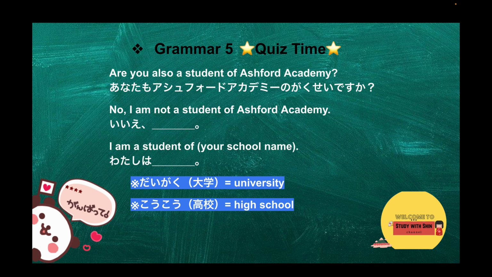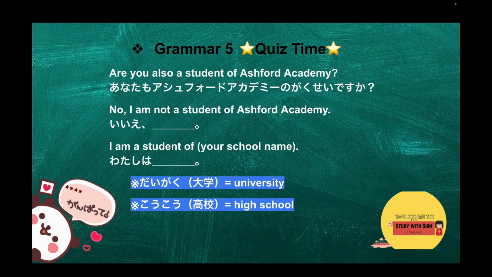Or you can say your school name, for example, Harvard. If you're a student from Harvard University, you can say Harvard University. If you don't know how to say Harvard in Japanese, you can Google it. You can use Google Translate to get the Japanese vocabulary of Harvard, just by translating your school name in Japanese.